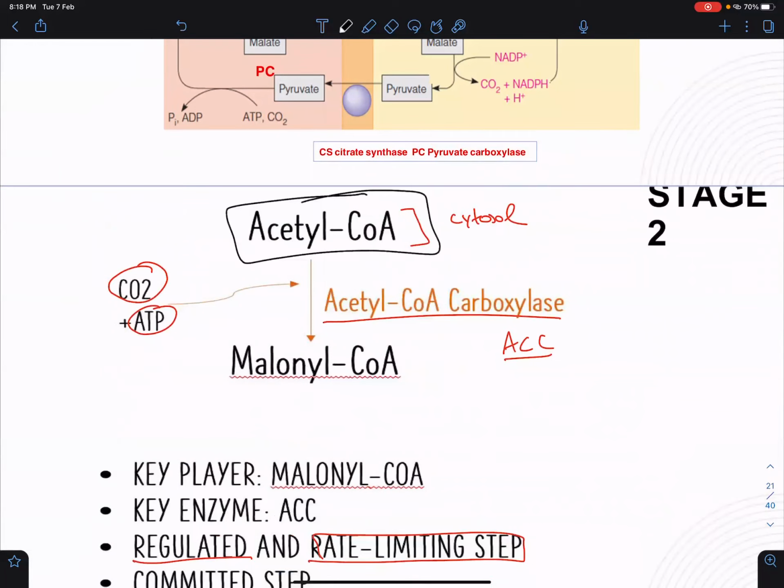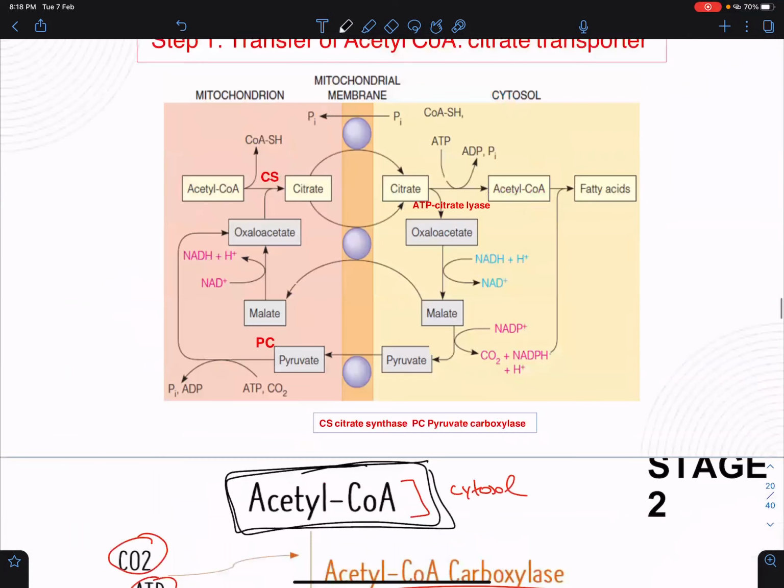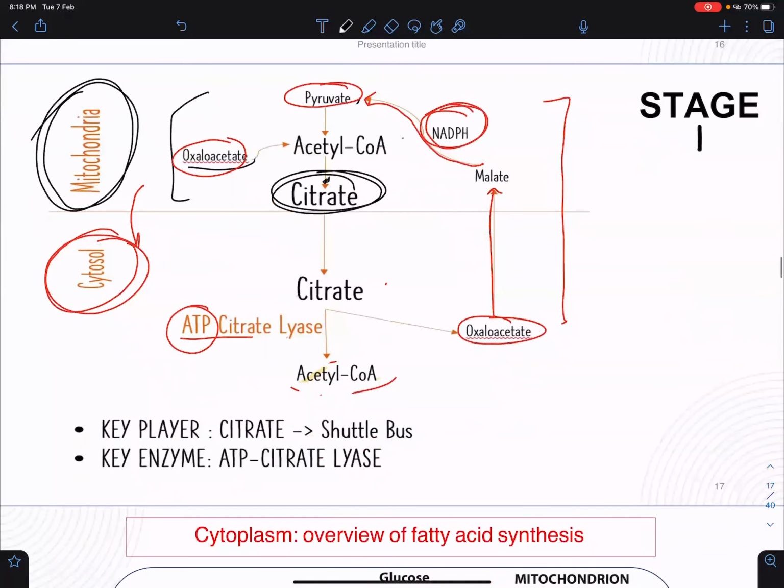Yes. Which means the main goal of stage 1 is to make this acetyl-CoA. We want acetyl-CoA because it's the building block for fatty acid synthesis. But acetyl-CoA can't leave the mitochondria because it's not permeable to the mitochondrial membrane. It's stuck in the mitochondria. So it combines with oxaloacetate to give you citrate. The citrate instead will move out of the mitochondria.